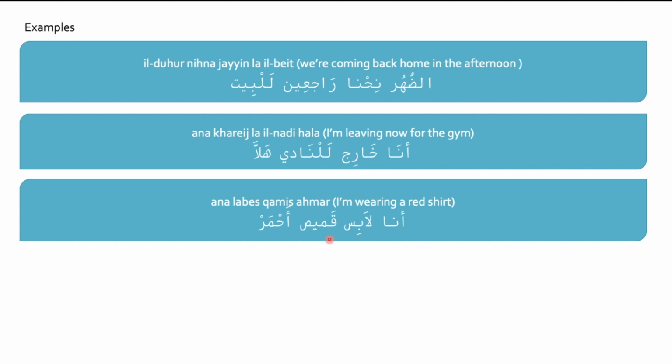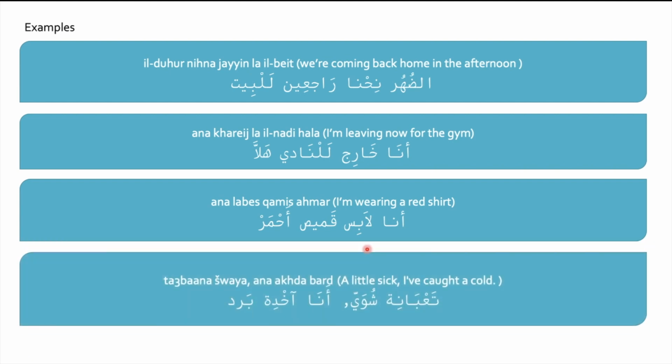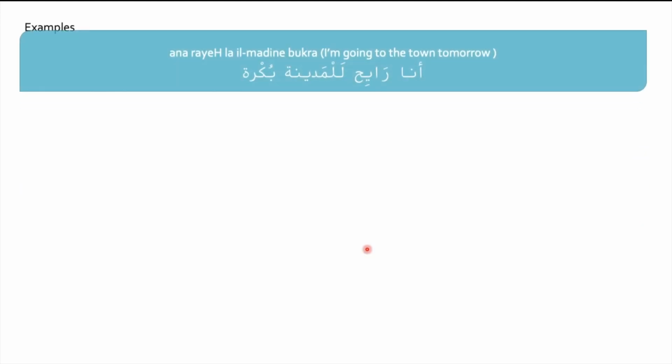أنا لابس قميص أحمر. I'm wearing a red shirt. تعبان شوي. أنا أخذ برد. I'm a little bit sick. I caught a cold. More examples.